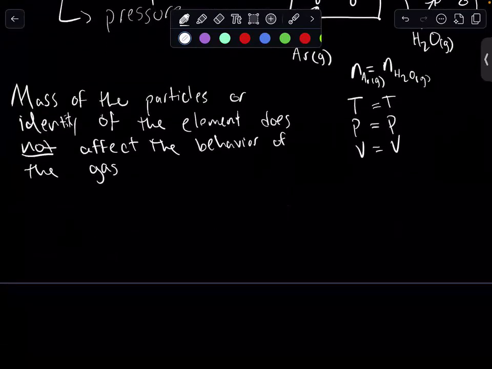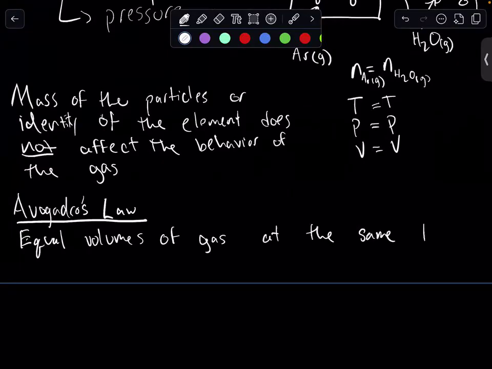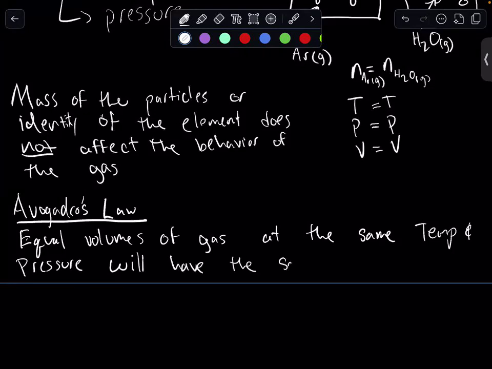So let's clarify this with Avogadro's law. Let's actually define it. The actual definition is what we stated in the beginning. Equal volumes of gas at the same temperature and pressure will have the same number of particles.